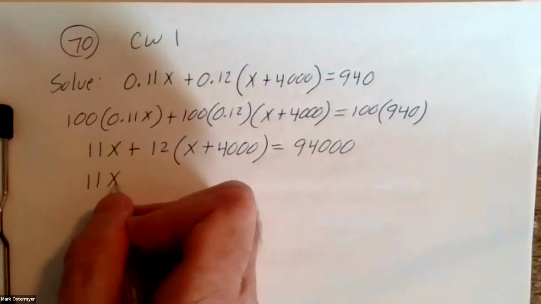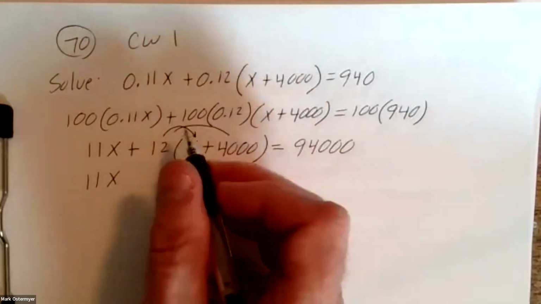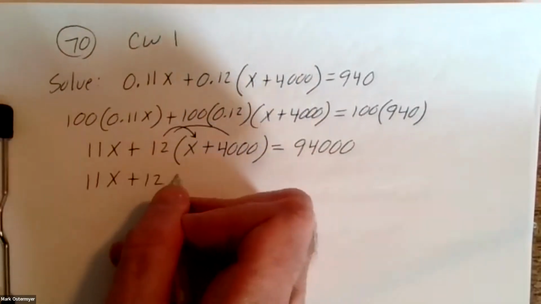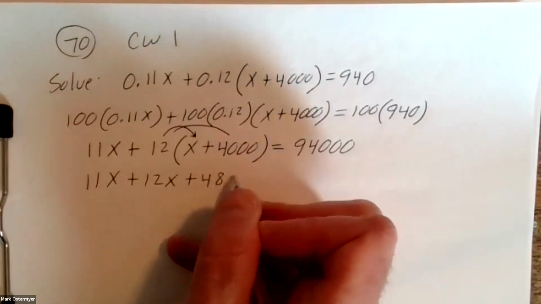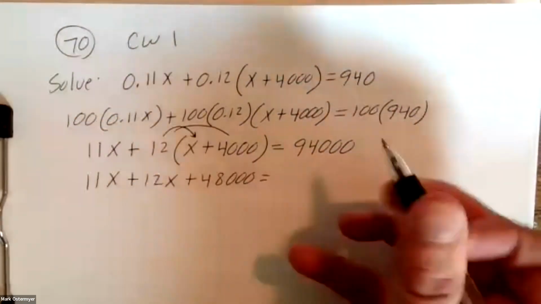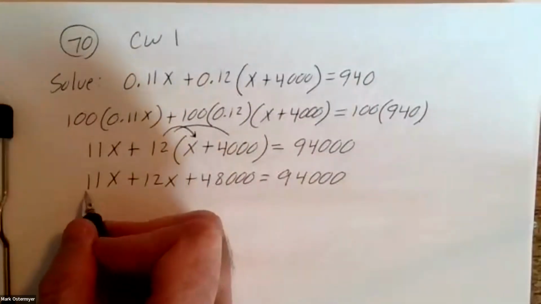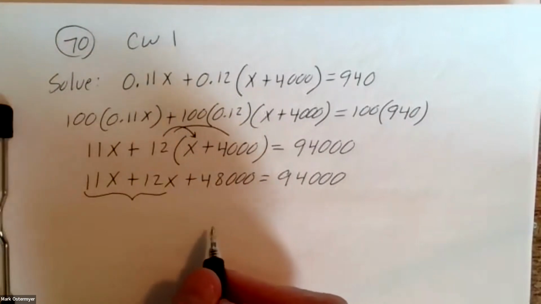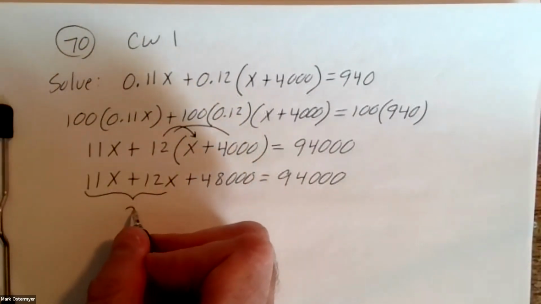On the left side, there's more need of simplifying. We distribute the 12 inside the parentheses here. 12 times x is plus 12x. 12 times 4,000 is going to be 48,000. No simplifying necessary on the right side. Combining like terms on the left side to continue to simplify the left side, 11x plus 12x combine to give you 23x.